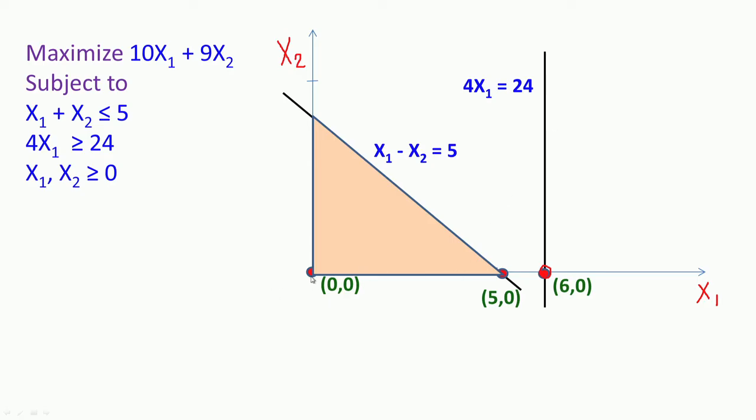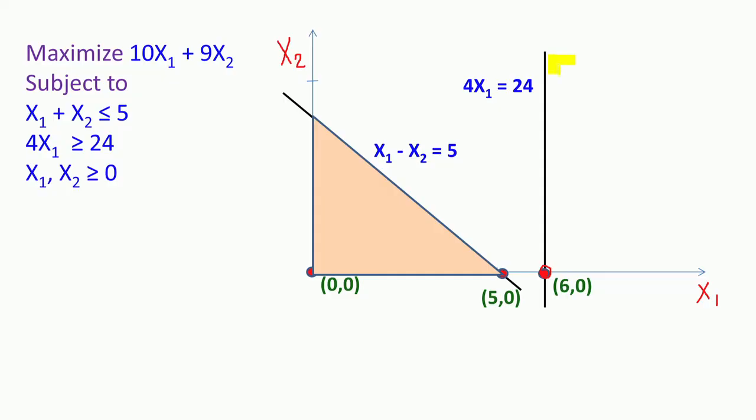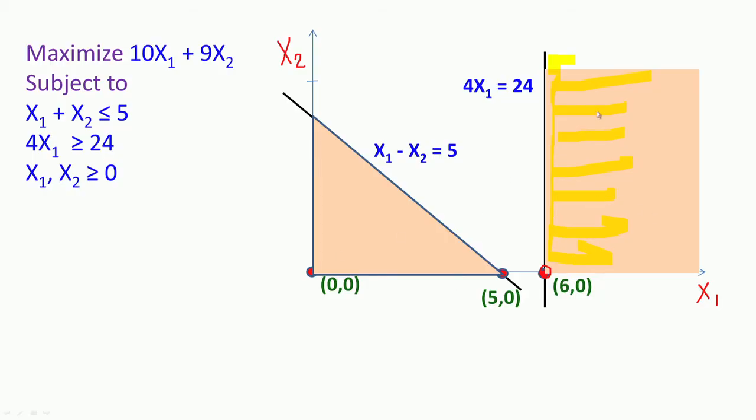So, the origin 0, 0 is actually less than 24, therefore, the other region is the region that satisfies this inequality. So, we show the other region now this way.